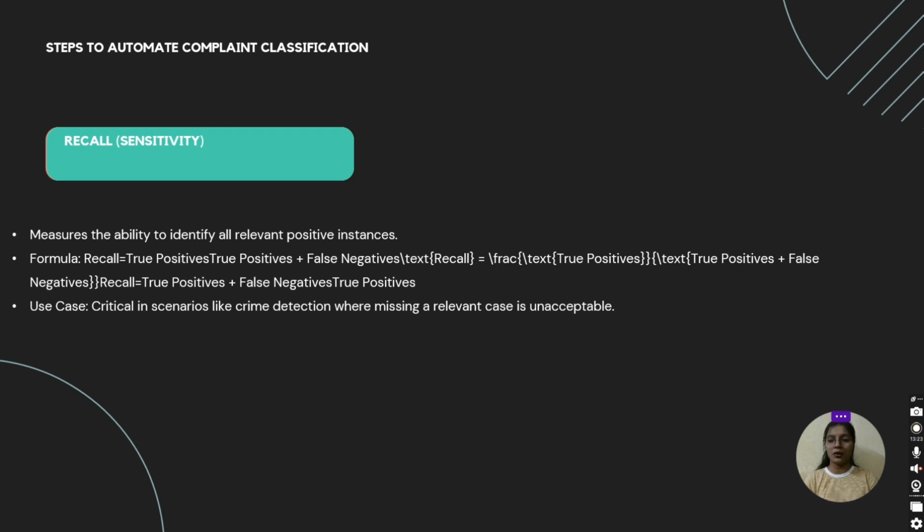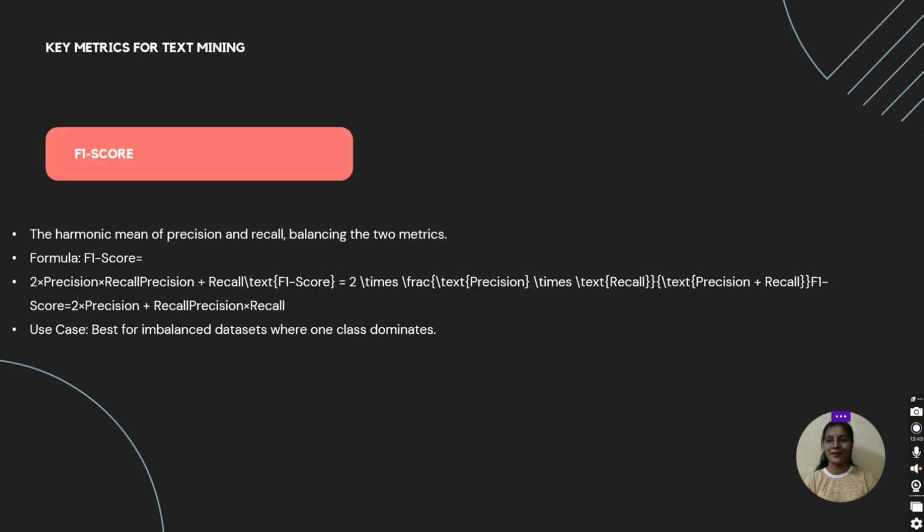The third metric is recall or sensitivity. It measures the ability to identify all relevant positive instances. The formula is given as this and it is critical in scenarios like crime detection where missing a relevant case is unacceptable. The last metric that we can use for IPC and BNS sections is the F1 score, the harmonic mean of precision and recall, balancing the two metrics. The formula for F1 score is equal to 2 times precision times recall upon precision plus recall, and it is used in imbalanced datasets where one class dominates.